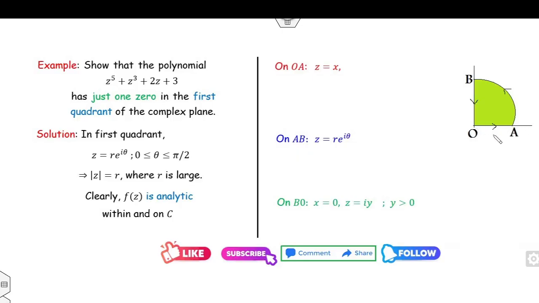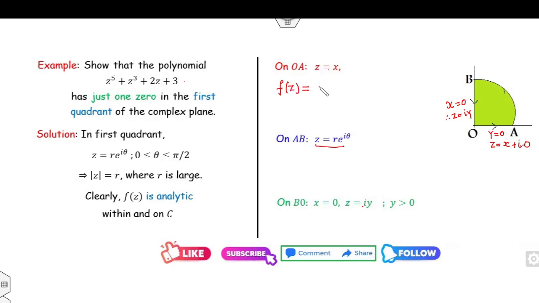On the curve OA, the value of y is 0, the value of z is x. Fine. This is the value of z. On the curve AB, the value of z is r e raised to the power i theta. On the curve BO, x is 0. Therefore, z is equal to iota y. So I can substitute the value of z in the first function.